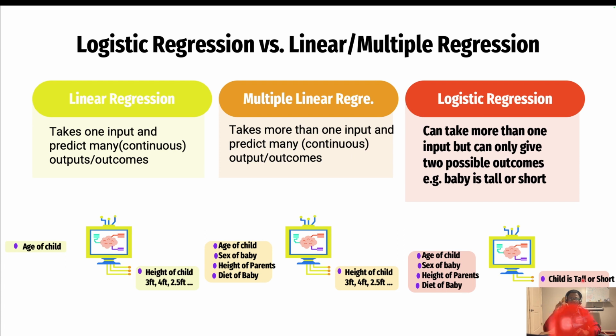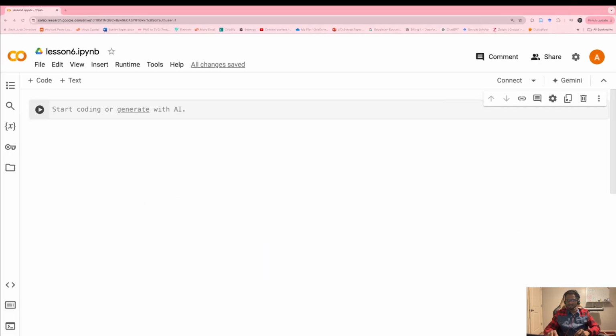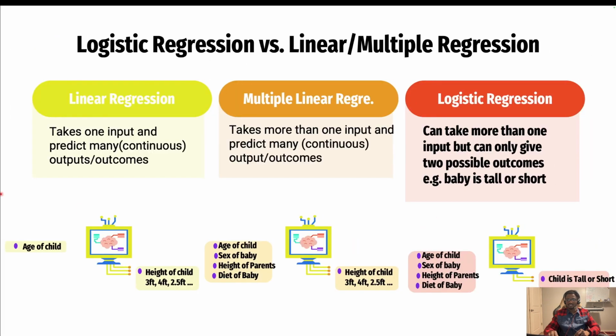The value of the outcome, the output, can only be two: tall or short. Okay, so let me see, I think that's all I have for this slide before we go into the coding. Hopefully you were able to understand what logistic regression is. For people who want to know more advanced details, the graph of logistic regression is going to look something like this.